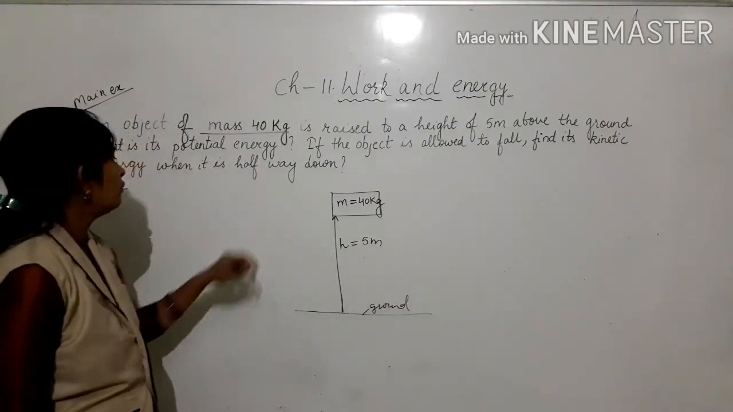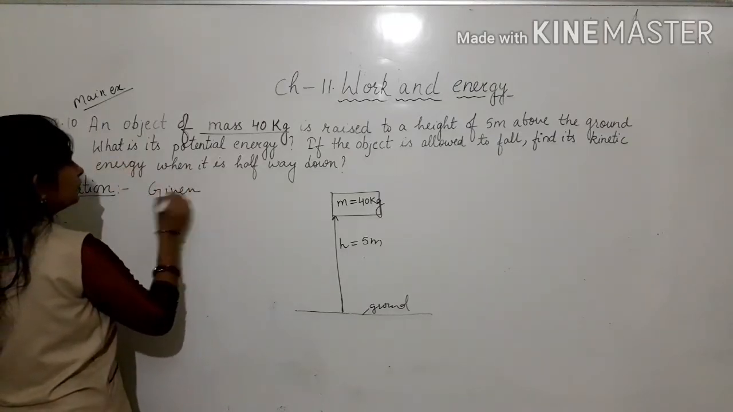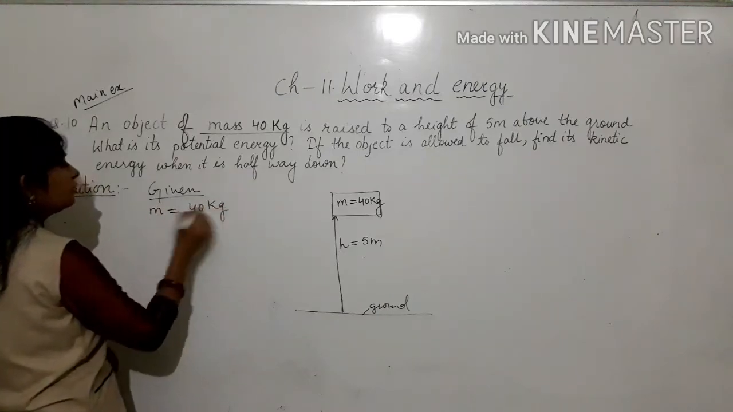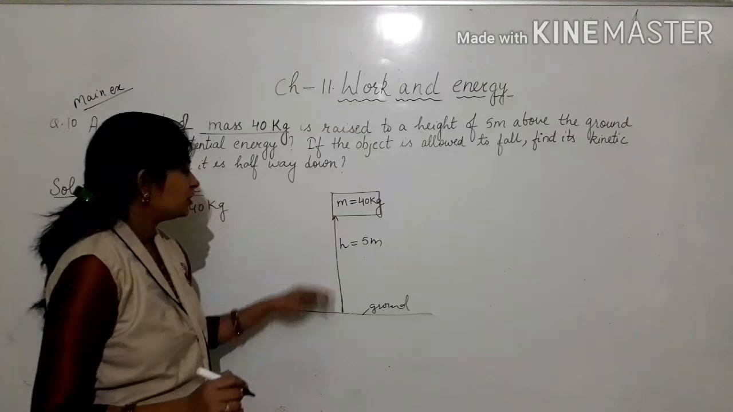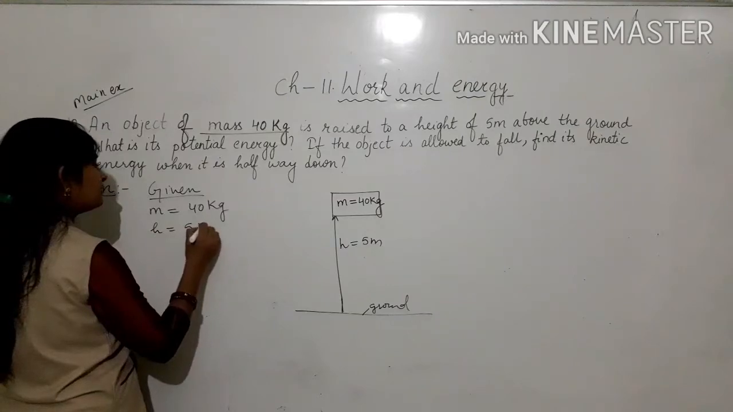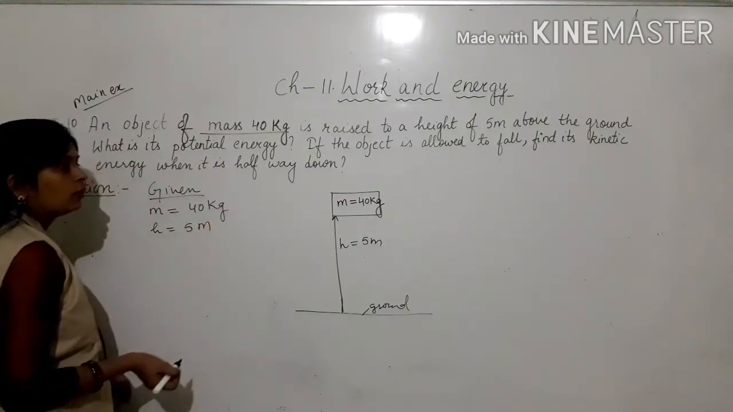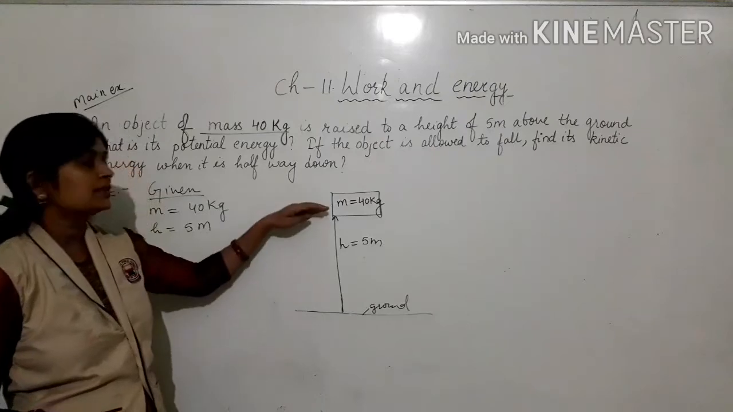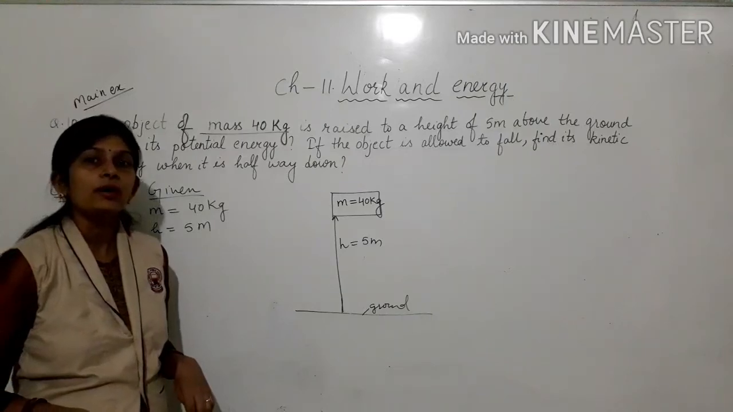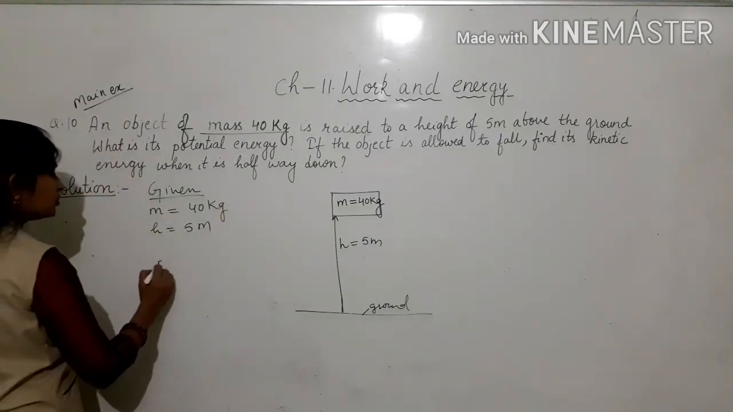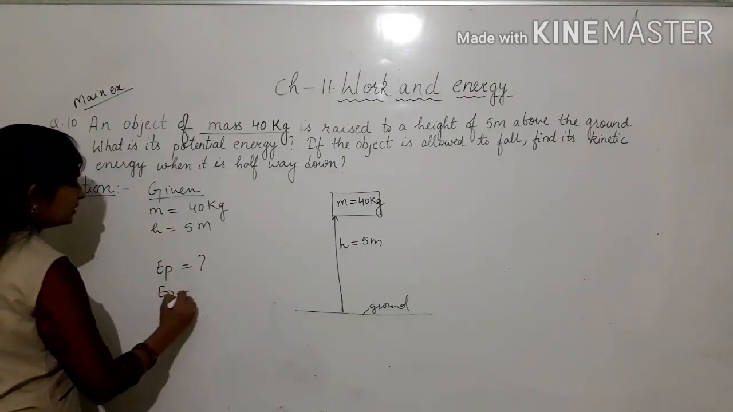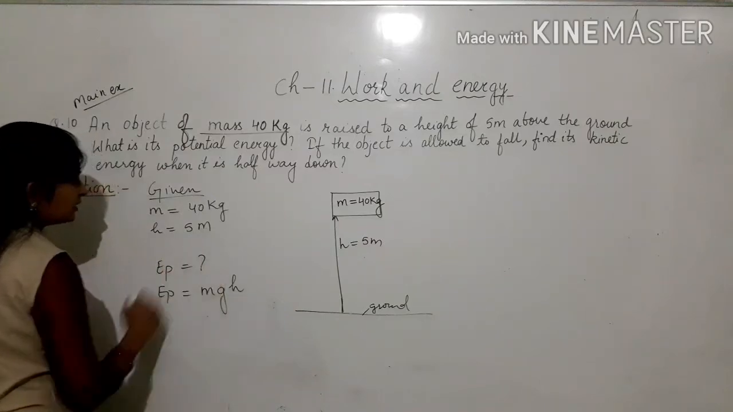Okay, so what is given? There is an object of mass 40 kg. So M is equal to 40 kg which is raised to a height H, that is 5 meter from the ground. Now we know that due to this height or higher position, object acquires an energy called potential energy. So that potential energy we have to calculate. Potential energy EP is equal to mgh.